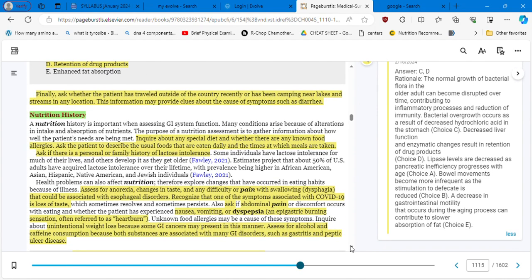So finally, ask whether the patient has traveled outside the country when you are doing the assessment, right? Whether he traveled outside recently or has been camping near lakes and streams in any location. This information may provide clues about the cause of symptoms such as diarrhea.